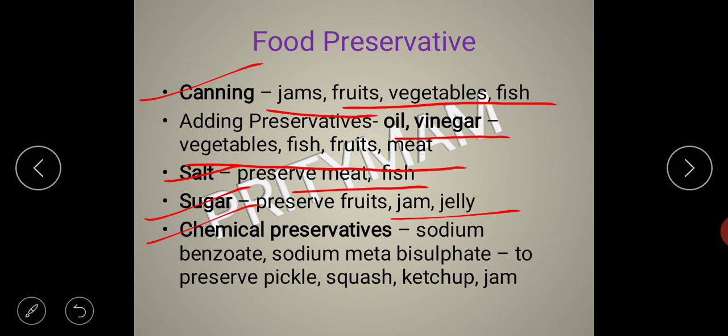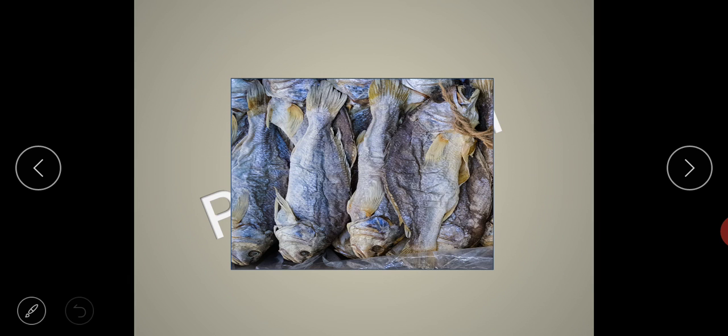Chemical preservatives also help us a lot. Chemical preservatives like sodium benzoate and sodium metabisulfite are used for commercial purposes in the preparation of pickles, different types of squashes, ketchups, and jams, so that the food is stored for a longer time. The fish that is stored by the addition of salt. This is the salted fish.